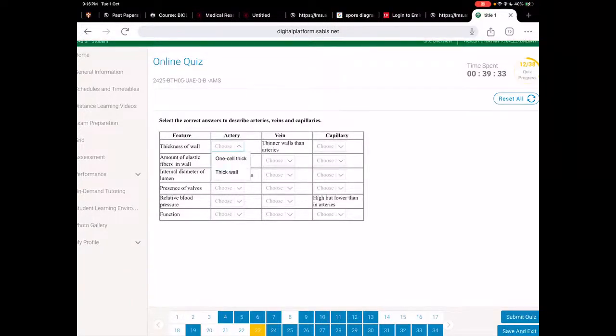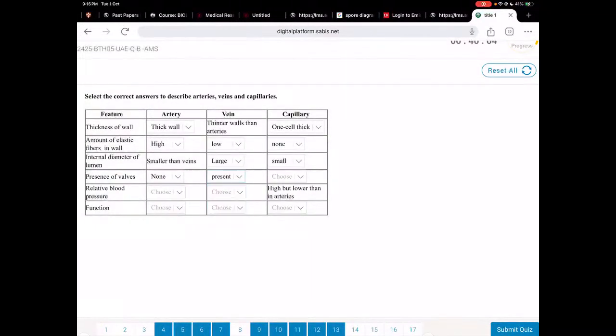Thickness of wall, of course, it's going to be thickest in arteries because of the high pressure. Capillaries are one cell thick to ease exchange. The amount of elastic fibers is high in arteries, low in veins, and none in capillaries. The lumen of the vein is the largest. For capillaries, it's a bit smaller than the veins. Presence of valves: we don't have valves in arteries, we just have valves in veins.